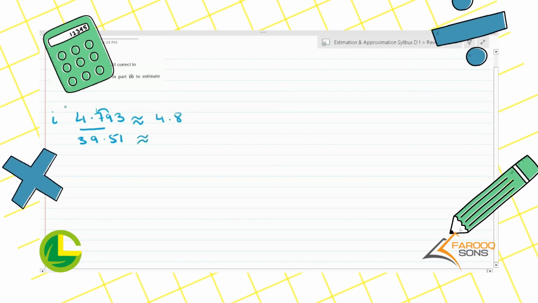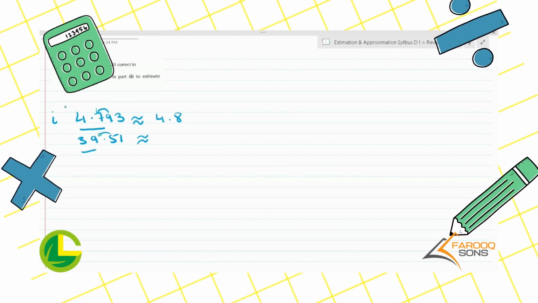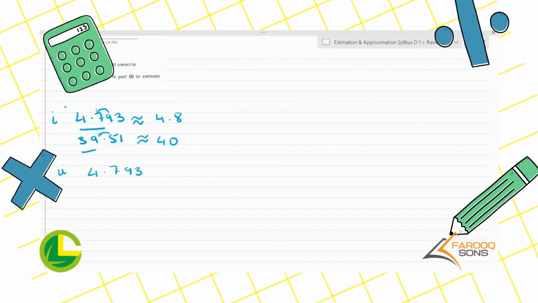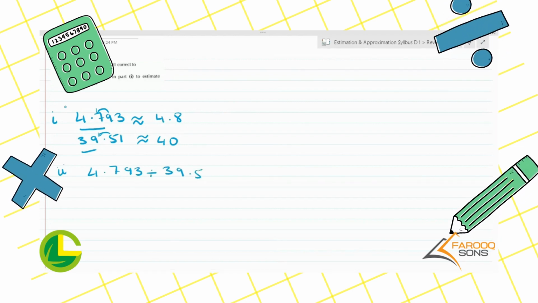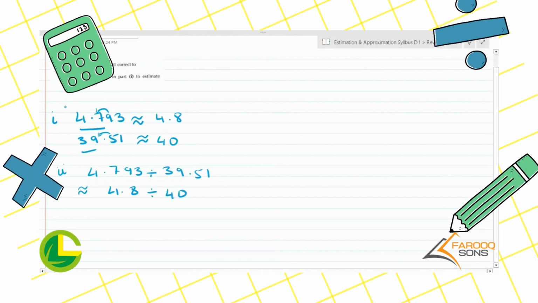And the other one, rounded off to 2 significant figures, means these 2 numbers. The 5 gives a plus 1, rounding off, becomes a 40. So there we go. Part 2 says you need to use the answers from the first one to estimate the answer of 4.793 divided by 39.51. When we rounded off both numbers, we got 4.8 divided by 40.